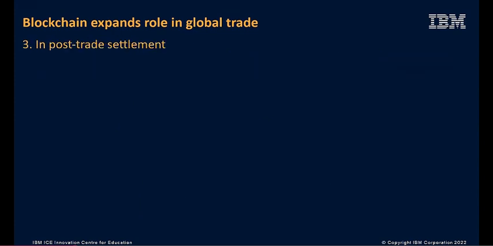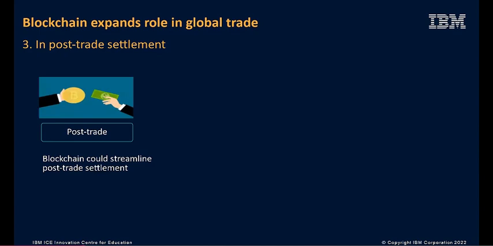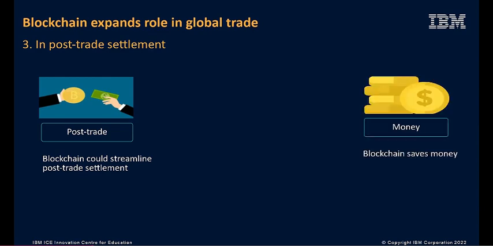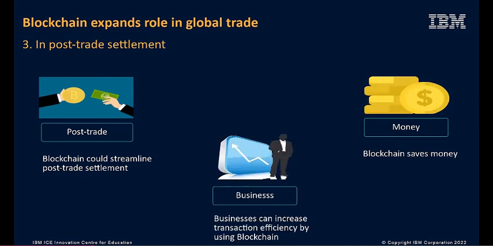In post-trade settlement, it could be streamlined with blockchain. Blockchain improves operations and saves money. Businesses can increase transaction efficiency by using blockchain to streamline clearing and settlement.